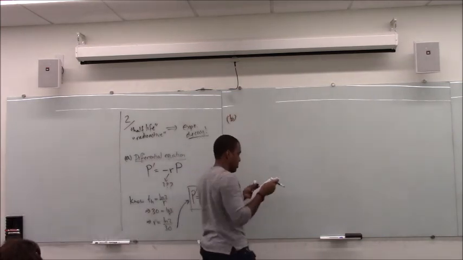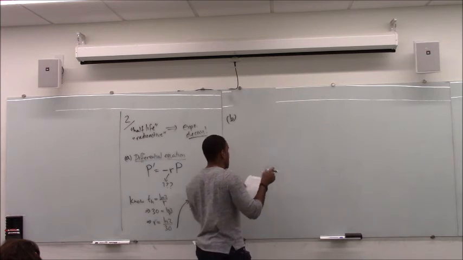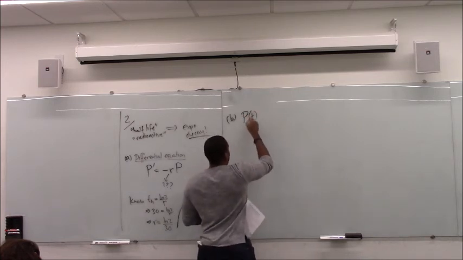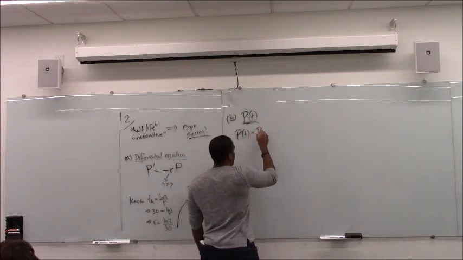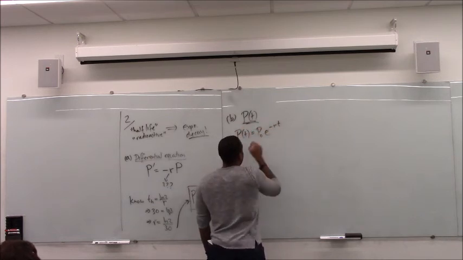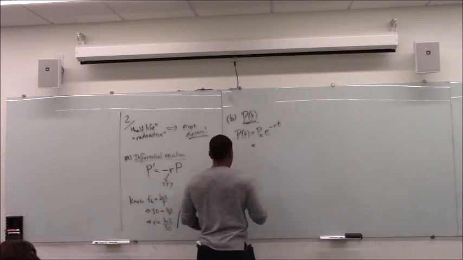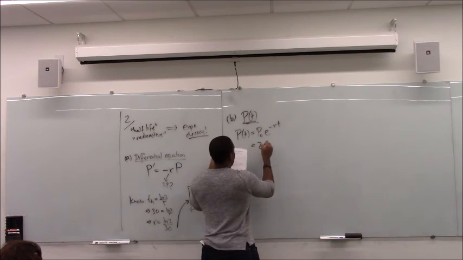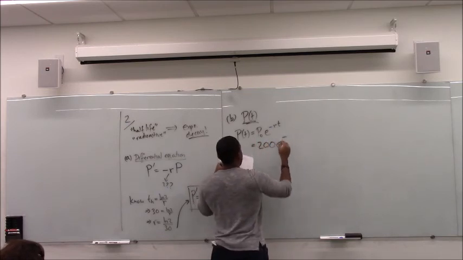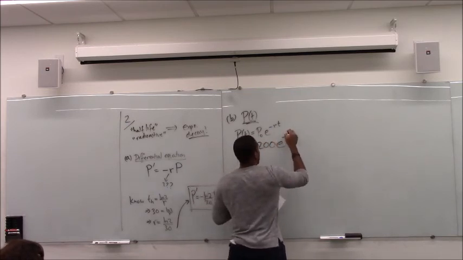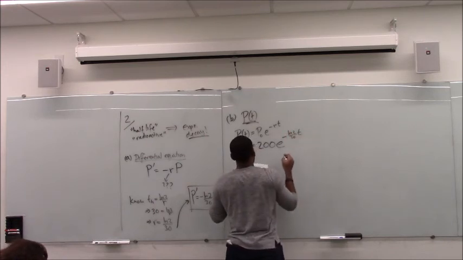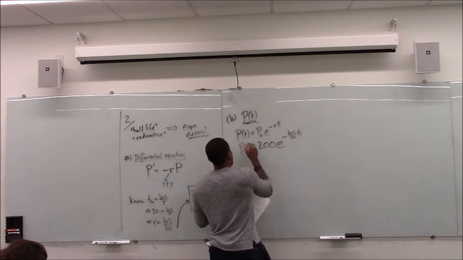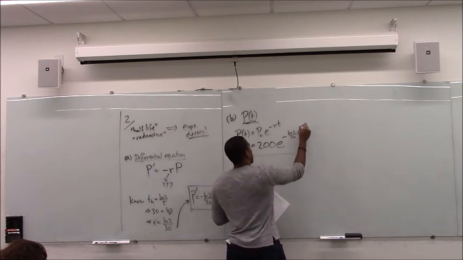B. Find a formula for P of t. Okay, so we want the general formula for P of t. We know that P of t equals P naught e to the minus r t. What's our P naught here? So plug in 200. E to the minus, we just found r, ln 2 over 30 times t. That's our equation.